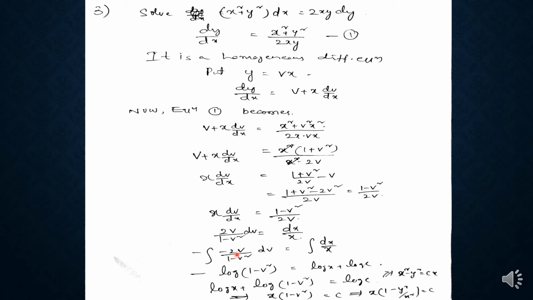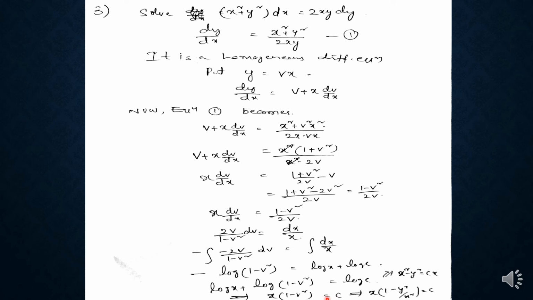So this is in the form of f dash x by f of x, that is log f of x. Here minus is there, minus log f of x means minus log of 1 minus v square is equal to log x plus log c. So that is log x plus log of 1 minus v square is equal to log c. This is in the form of log a plus log b, that is x into 1 minus v square is equal to c.